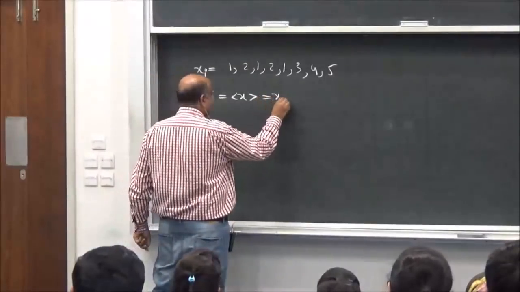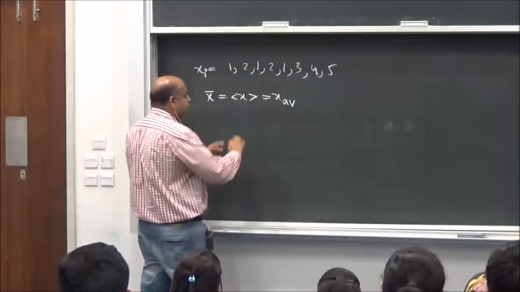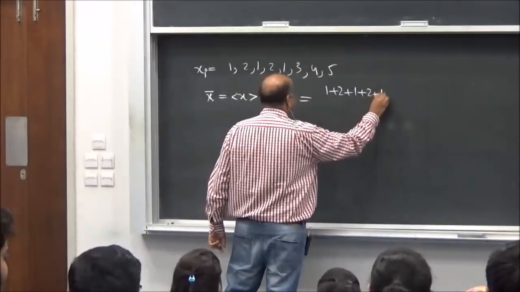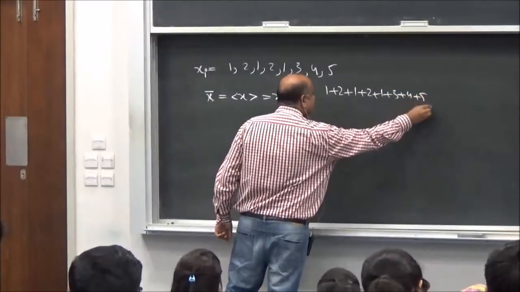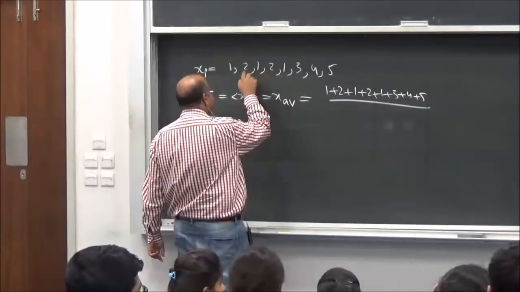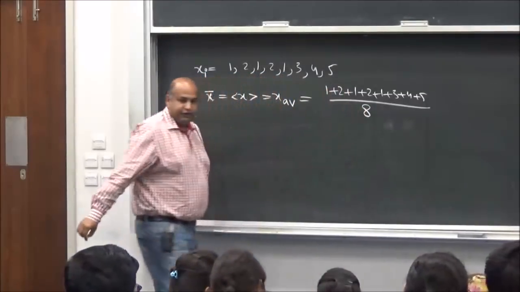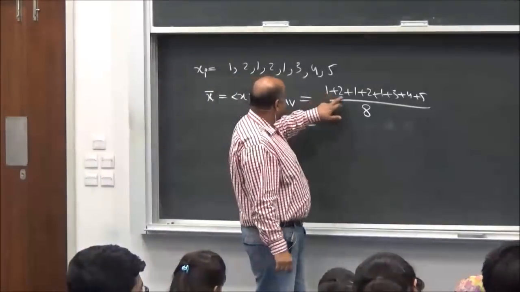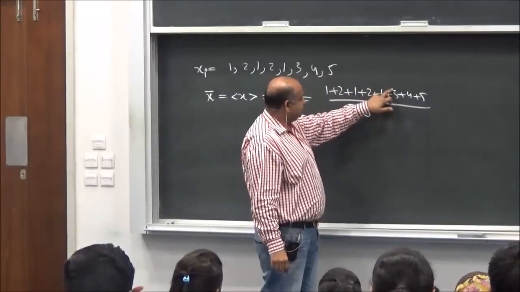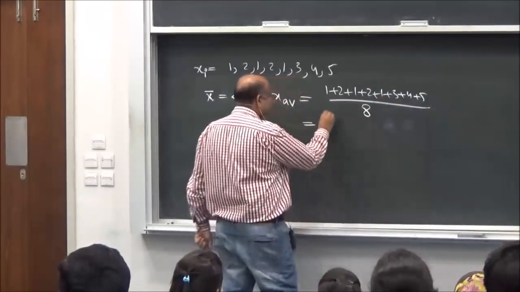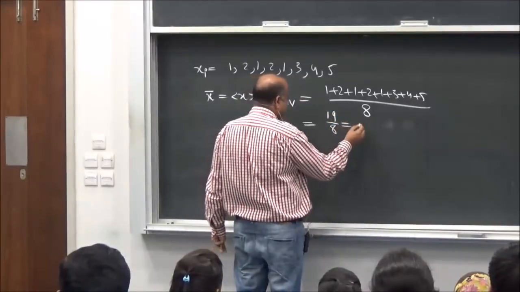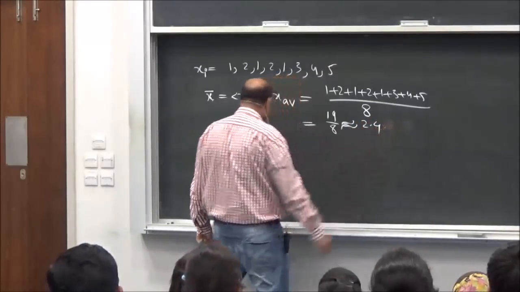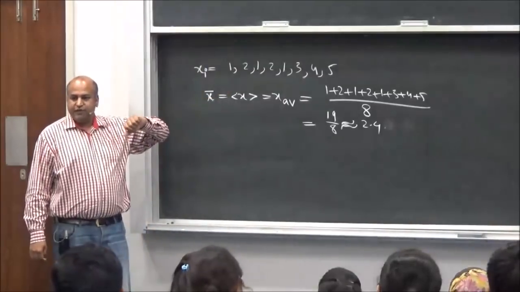There are two symbols used in physics to represent the average value. Sometimes people write it like this, x average. Whichever way you write it, it works out like this: 1 plus 2 plus 1 plus 2 plus 1 plus 3 plus 4 plus 5 divided by 8. If you work it out, this is a number 19 over 8. It's roughly 2.4 something.